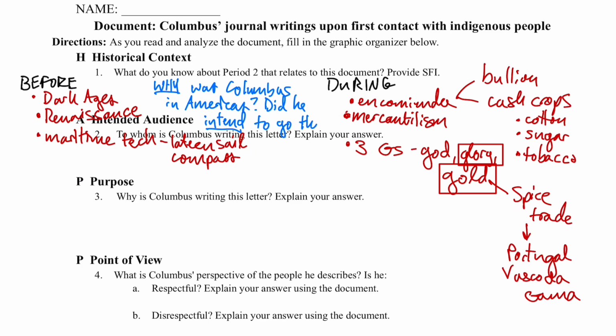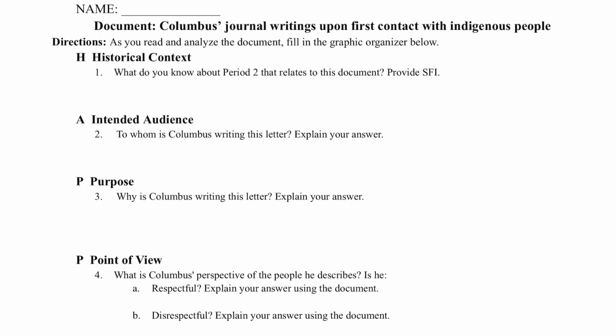So go ahead and pause the video and write down to whom you think Columbus is writing this letter. Remember that in the letter, he used the word we. So who is we? Who might he be writing towards? Who might he be trying to convince that, hey, we could subjugate the Native Americans and make them do whatever we want?